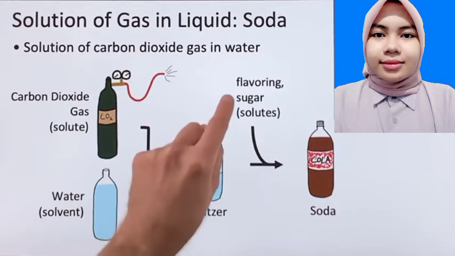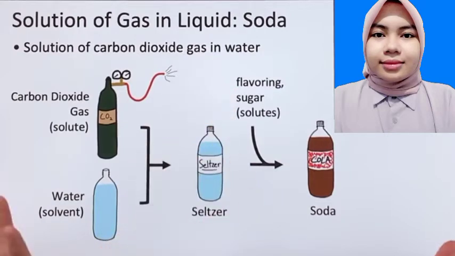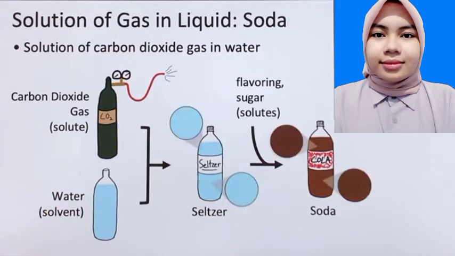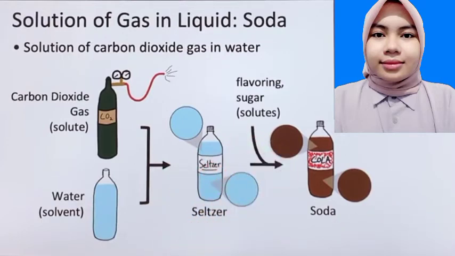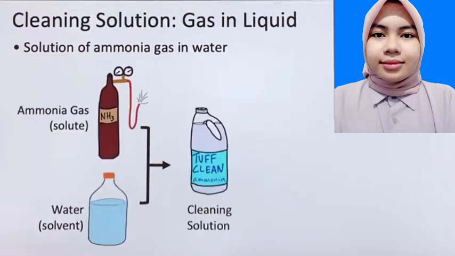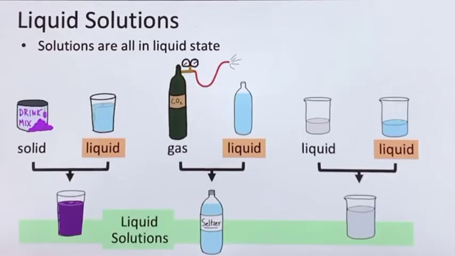And if you take that seltzer and you add some flavoring and sugars, those are solutes, but they are not gases. You get soda or pop in this bottle. As you can see, the mixture is nice and uniform. Another example of a gas dissolving in a liquid is ammonia cleaning solution. This is a solution of ammonia gas solute that dissolves in water.